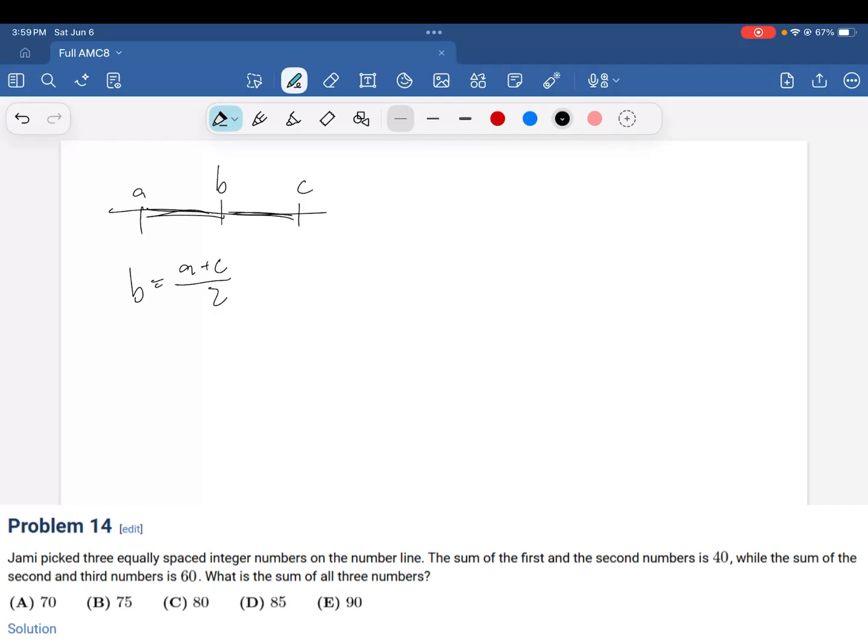We're given that A plus B equals 40 and B plus C is 60. So we have 3 equations, 3 unknowns. So this is a solvable system. And the most elegant way to do this is to add these two, A plus B and B plus C, 40 and 60. So you get A plus 2B plus C equals 40 plus 60, which is 100.